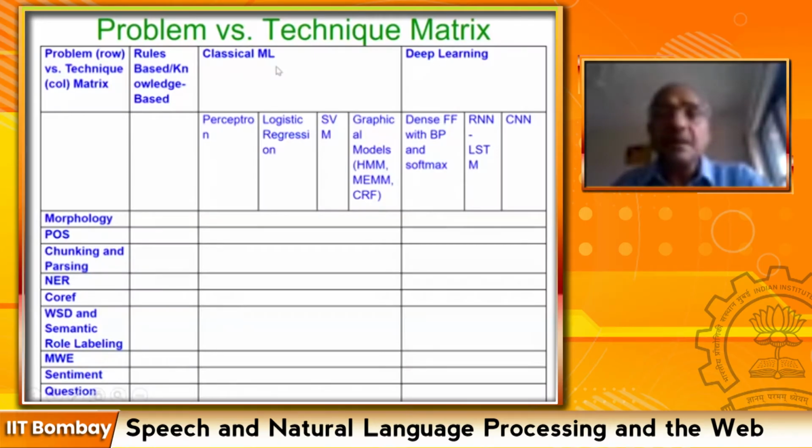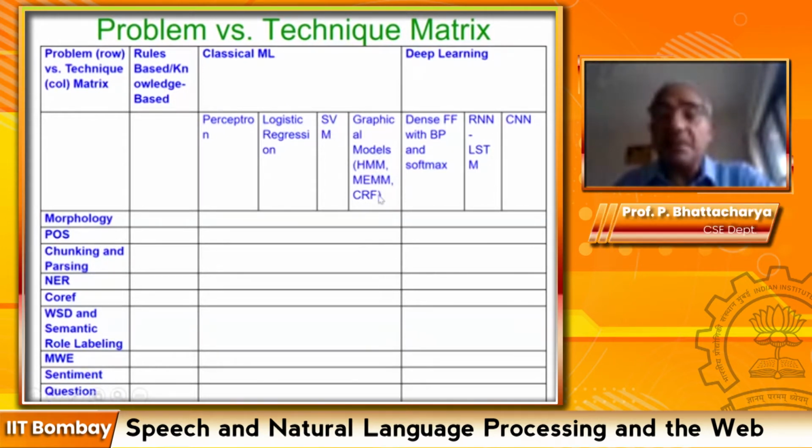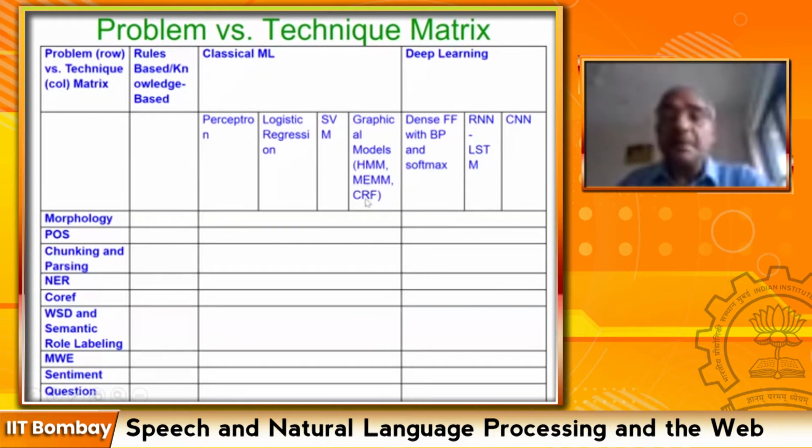Followed by classical machine learning techniques, under which you have algorithms like perceptron, logistic regression, support vector machine, graphical models like hidden Markov model, maximum entropy Markov model, conditional random field, and so on. So we would like to take up maximum entropy Markov model and conditional random field in one of the classes to show how they are used in solving NLP problems.